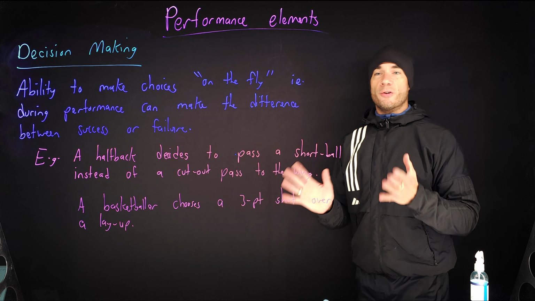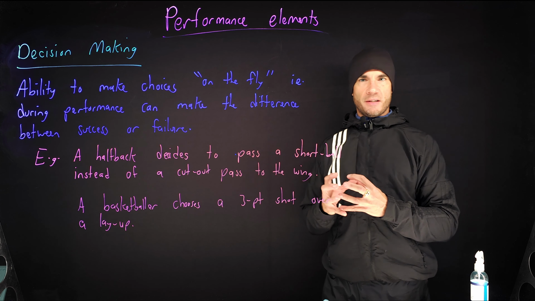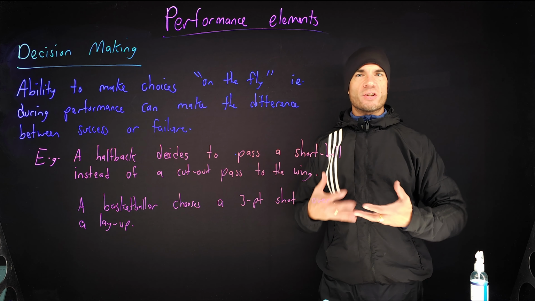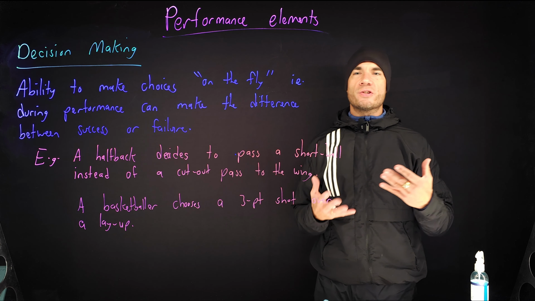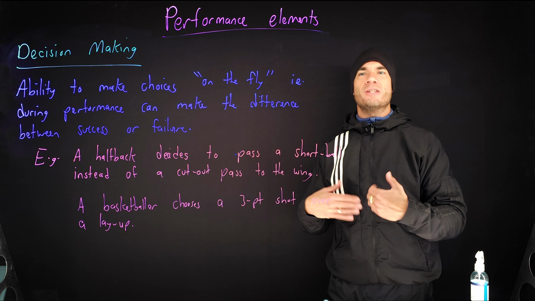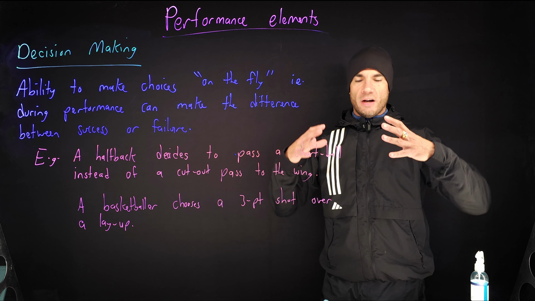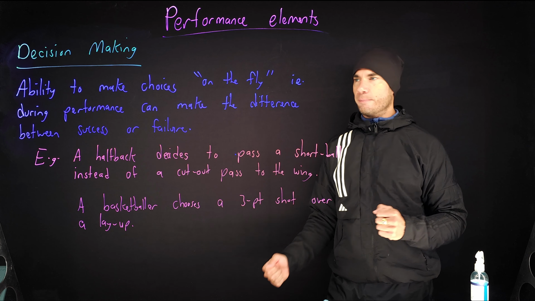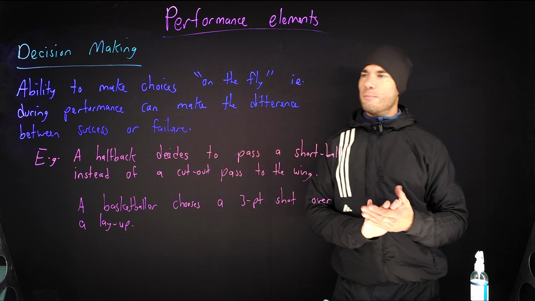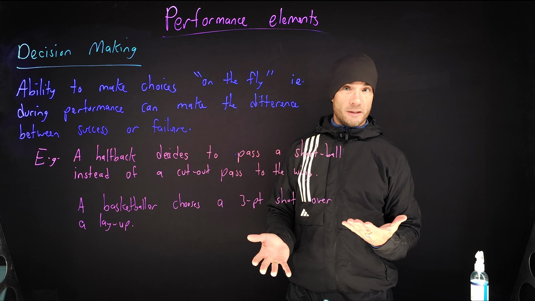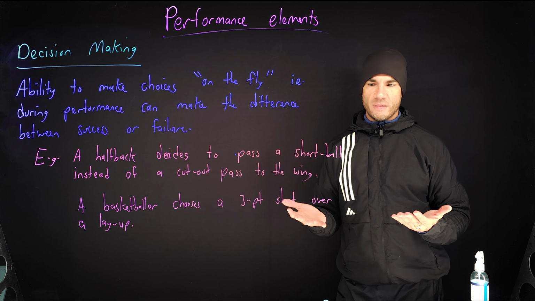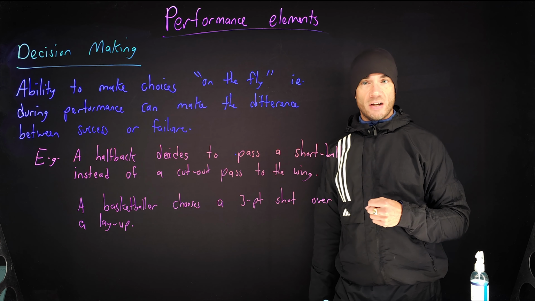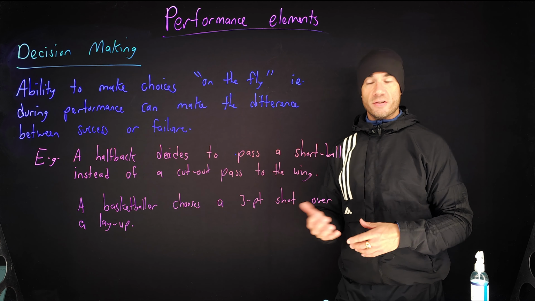Okay, so the first performance element is decision making, okay? So decision making is the ability for athletes to make choices on the fly, all right? I.e., making choices during their performance, not something that you predetermine in advance, okay? You are in the moment, you are the athlete, you are performing, and you make a decision, okay? That decision can make the difference between success or failure, and it can go either way, all right? Decision making does not always lead to success. Sometimes it does have negative outcomes, all right? It can be a negative risk or a positive risk.